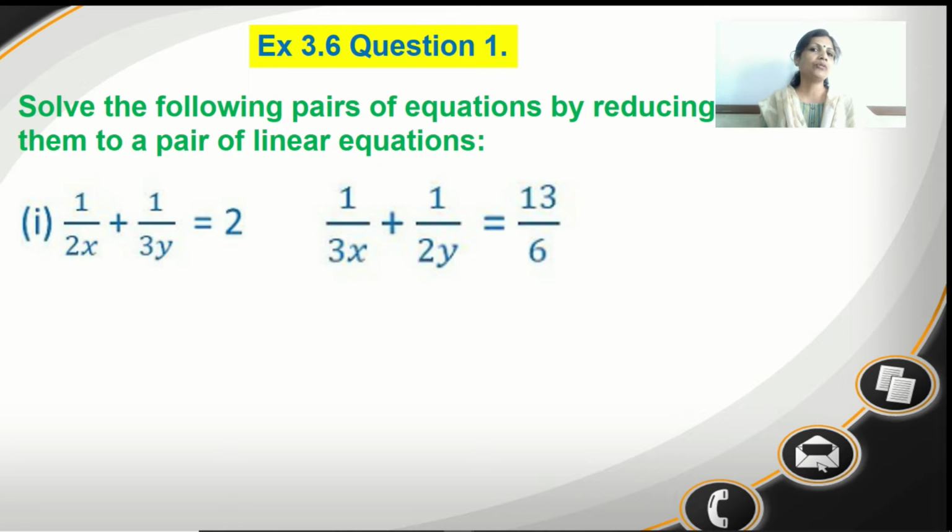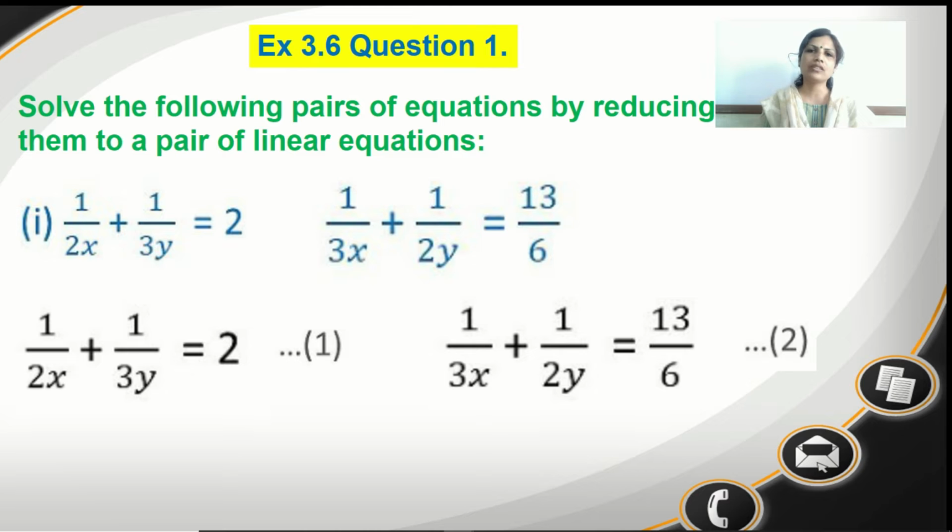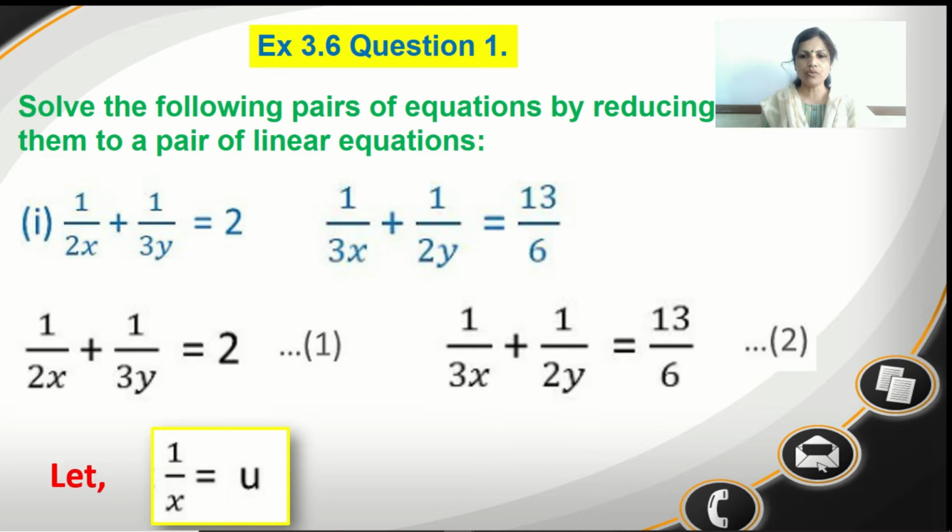So now in such cases, how do we convert this into a proper systematic standard form of pair of linear equations in two variables? Let us understand that. We'll consider equation 1 as 1 upon 2x plus 1 upon 3y is equal to 2, and 1 upon 3x plus 1 upon 2y is equal to 13 upon 6 as equation 2. Now to convert this into a proper standard format, we will let 1 upon x is equal to u and 1 upon y is equal to v.